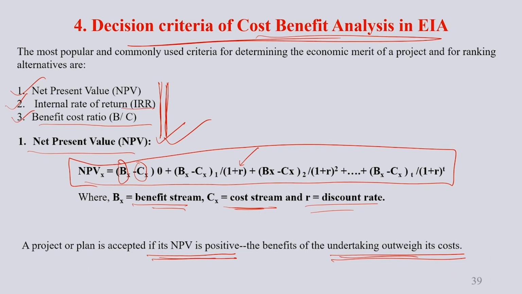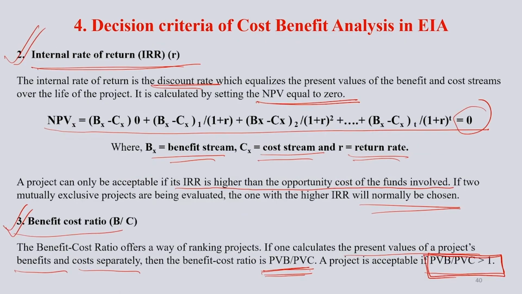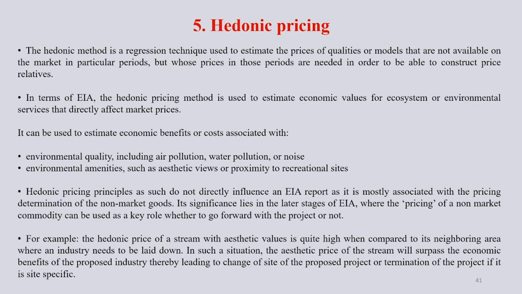So, I just repeat that these are the 3 most important criteria used for cost benefit analysis. If NPV is positive, then you allow a project to go ahead. If IRR is higher than the cost involved, then you allow the project, otherwise you reject. If your benefit to cost ratio is greater than 1, then you accept or allow a project to go, otherwise you reject. Very clear cut.